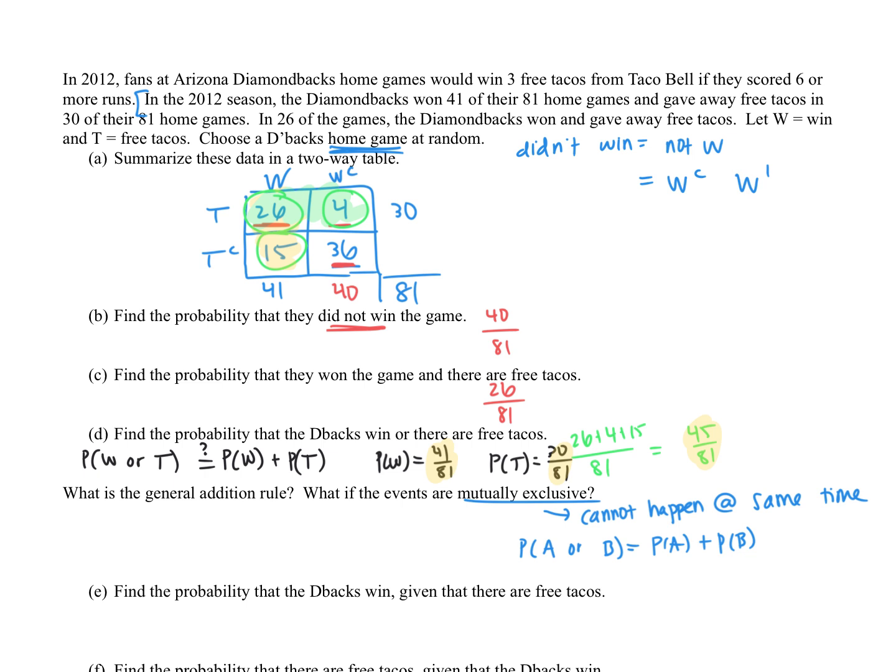That happened 26 times. So the general addition rule, generally, if I want to find the probability of W or T, I'm going to take the probability of W, I'm going to add the probability of T, but then these 26 games got double counted. They were counted twice, so we have to take them out once.